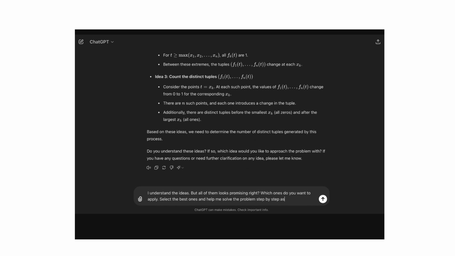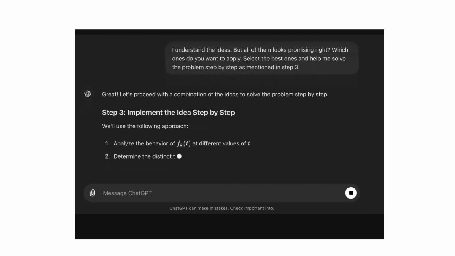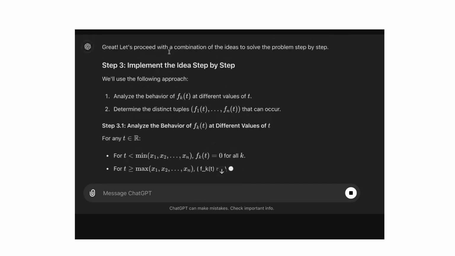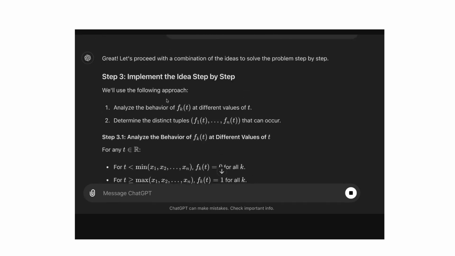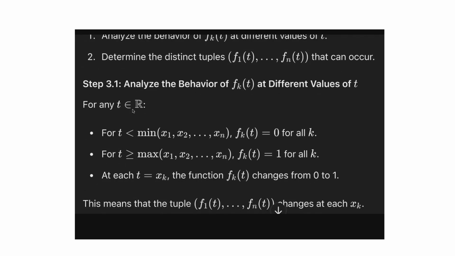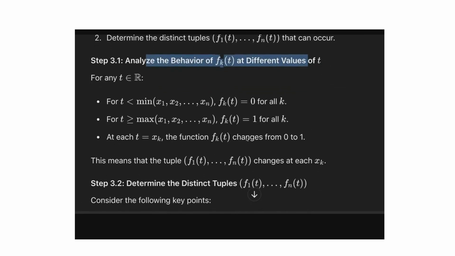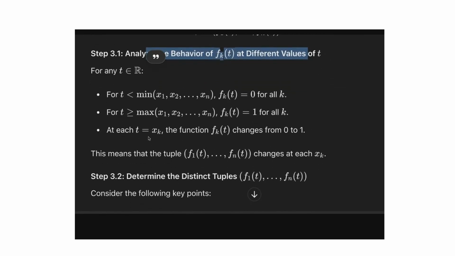Step by step, as mentioned in step 3. I have done this with more problems before also. So let's see. So saying great, proceed with the conventional ideas, implement step by step, analyze the behavior. Step 3. Oh, wow, it's doing fine. Analyze the behavior after defined values of t. Okay, it has already understood.